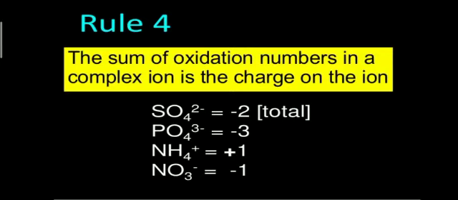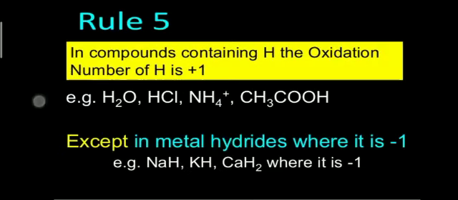Phosphate ion carries minus 3 charge. It means that the oxidation number is minus 3. Ammonium ion, I have given you the example of the ammonium ion. The charge is plus 1. Similarly, nitrate ion has a charge of minus 1. So the oxidation number of nitrate ion is also minus 1.